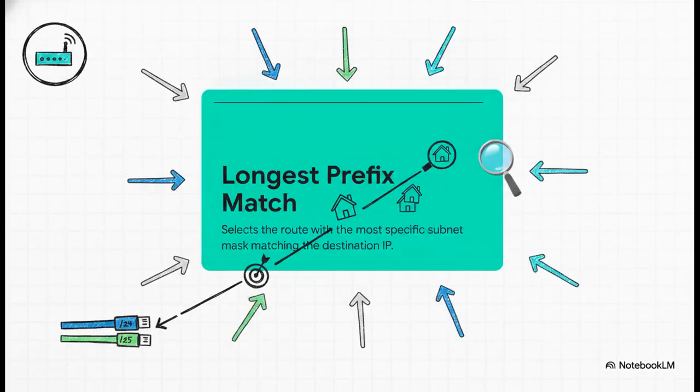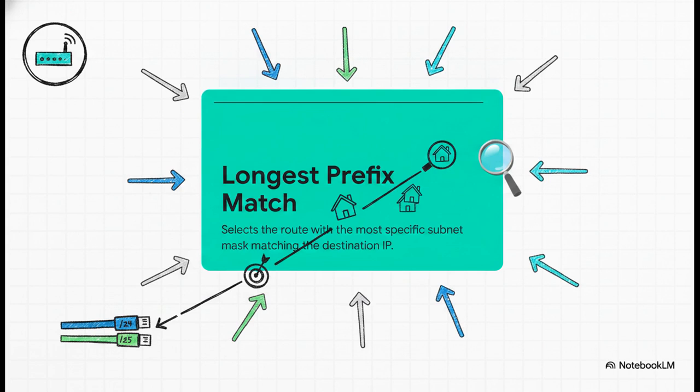This brings us to a really crucial point. How does a router decide which route to take when a single destination IP actually matches multiple entries in that table? It uses a rule called the longest prefix match, or LPM. The router is always going to select the route that has the most specific subnet mask. For example, if the router has a path for a /24 network and a path for a /25 network, and the packet matches both, the /25 wins. Why? Because it's a more specific, longer match.